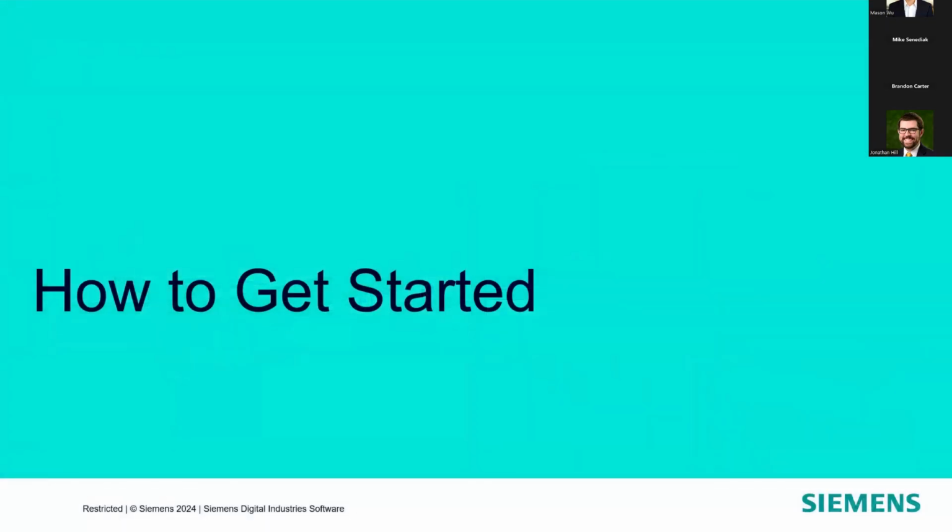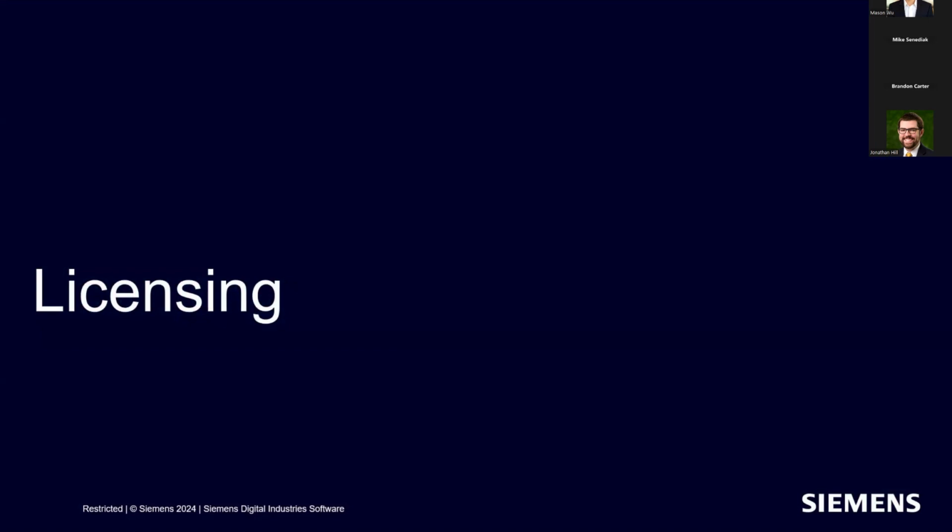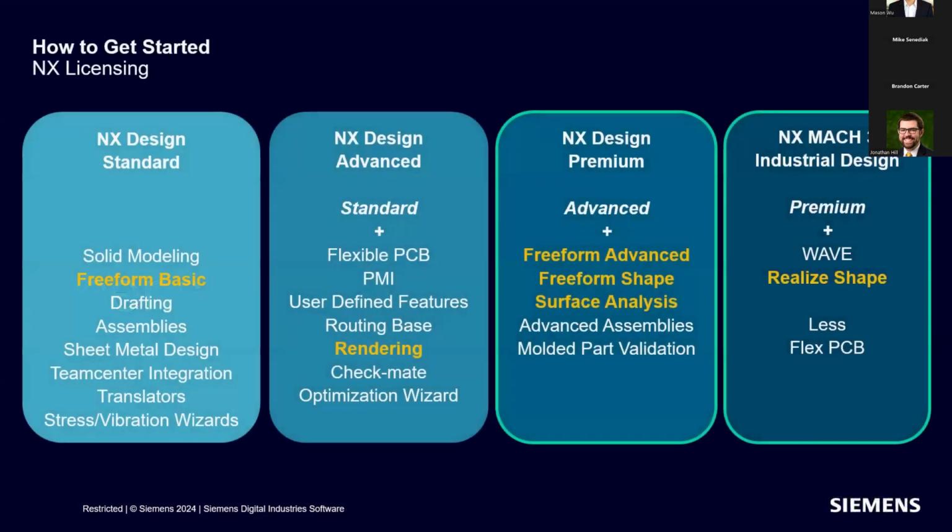And so as we close out, as we're getting close to the top here, is just how do you get started? If we look from a licensing perspective, I talked about these service levels. If you're familiar with NX, you might hear some different terms previously, but now we've standardized on standard, advanced, and premium. Those are the three service levels.